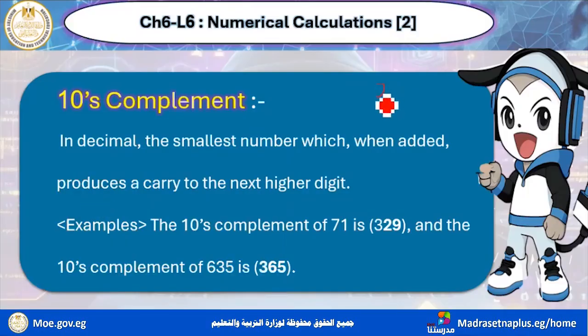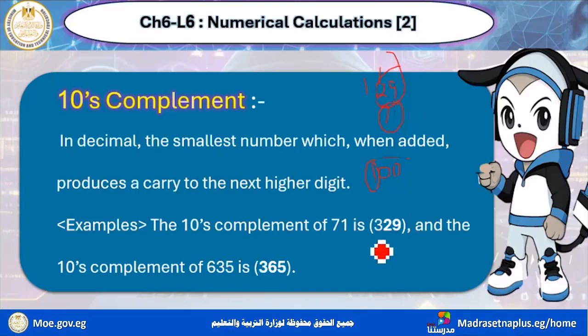Now, 29, 71, when we add them in decimal, 9 plus 1 is equal to 10, 0 and carry 1. 1 plus 2 is equal to 3, 3 plus 7 is equal to 10. In decimal we put 10, so we take a carry to the third one. We make here a third digit. So here the complement of 71 is 29.